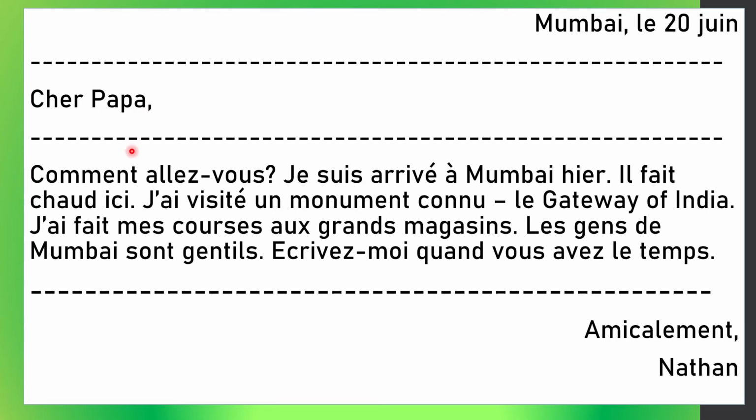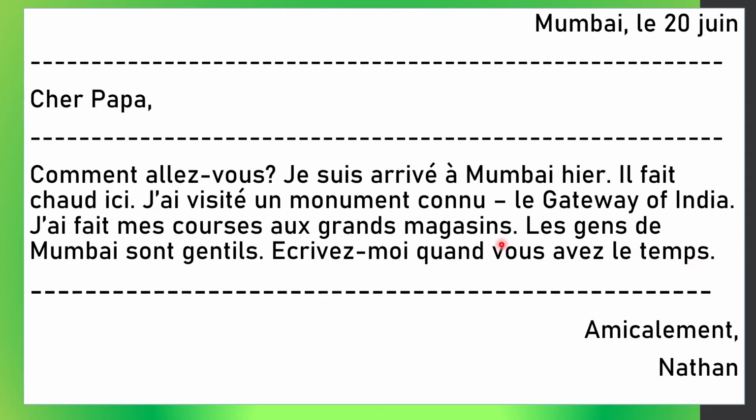Then leave another line and start. Remember, your opening line and your closing line are set. Now decide: you're writing to a tu or you're writing to a vous. Papa is older than you, so you're writing to a vous. Everywhere it should be vous. So, comment allez-vous will be your first line. Your last line will be écrivez-moi quand vous avez le temps.